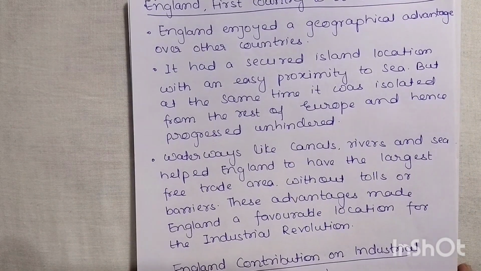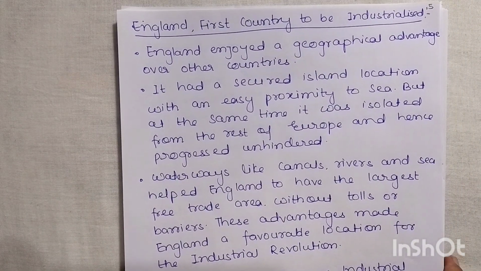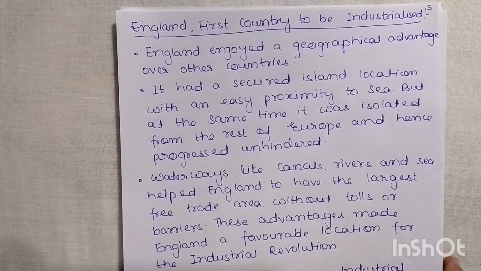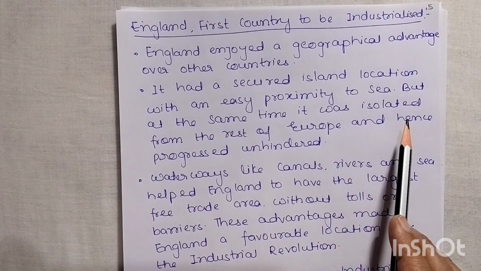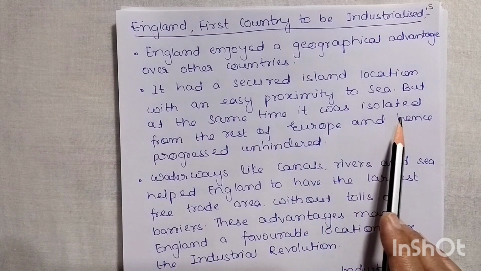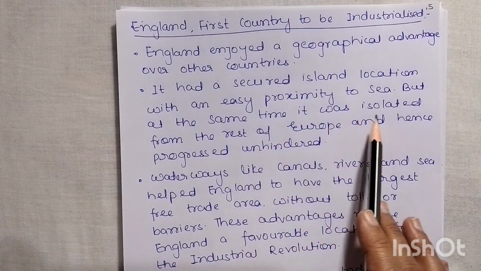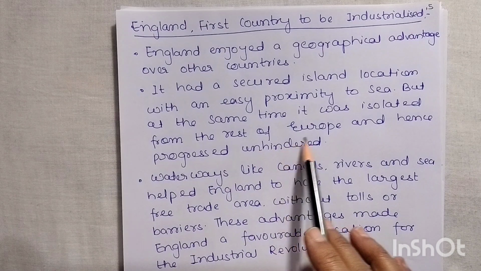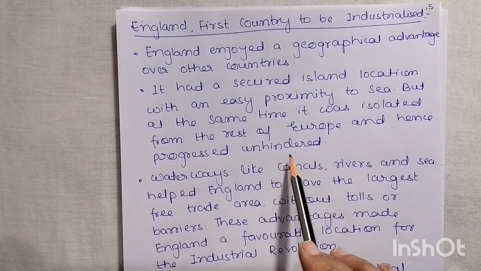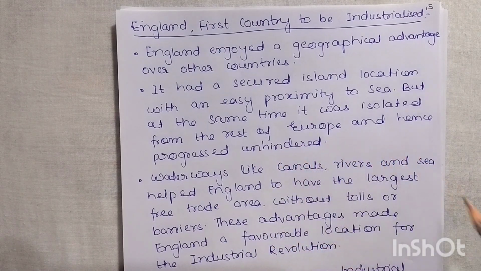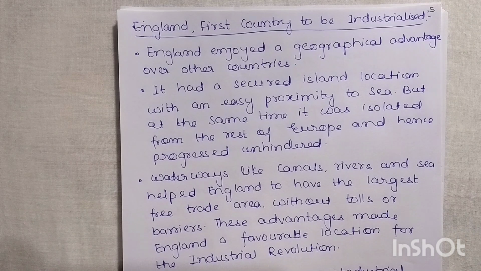Now, England was the first country to be industrialized. England enjoyed a geographical advantage over other countries. It had a secure island location with easy proximity to the sea. But at the same time, it was isolated from the rest of Europe and hence progressed unhindered. Since it was isolated, no one else was there, and it had a secure island position. So this industry flourished very nicely here.